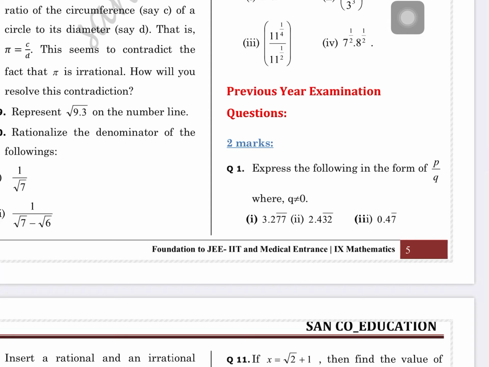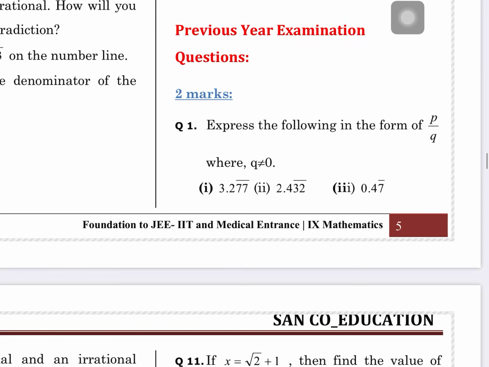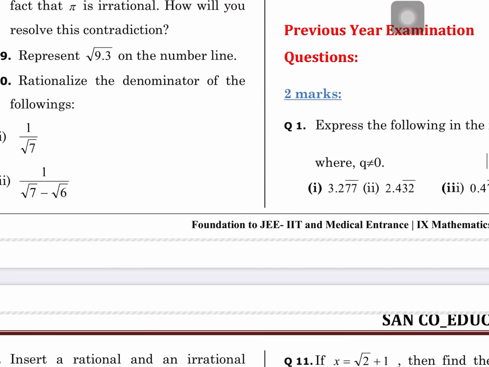Clear? The 2 mark questions, you may see this. Express the following in the form of p by q. So can you solve this or not? 3.277 bar, I made you solve this question last time. I think this is a very easy topic. However, if you can't solve them, please write to me on my WhatsApp number.